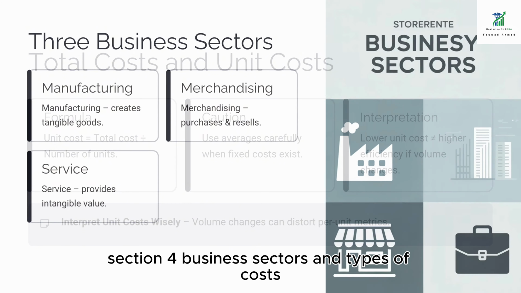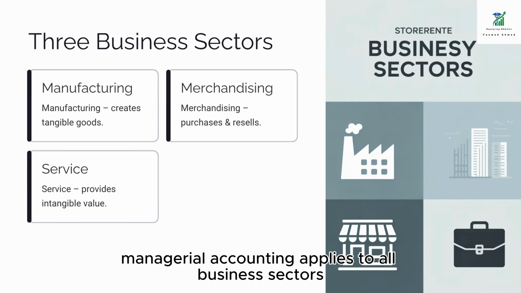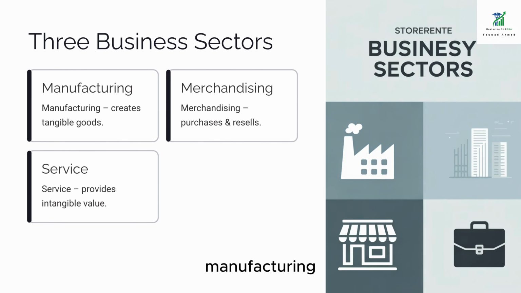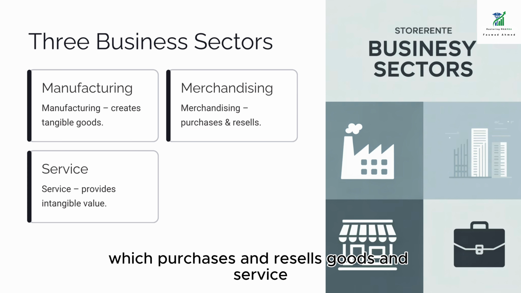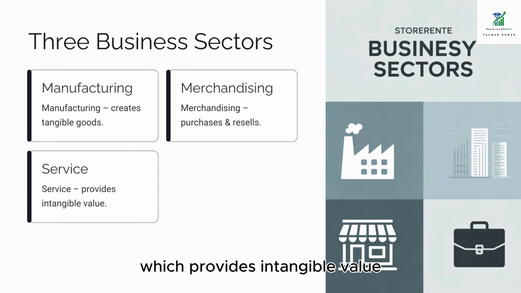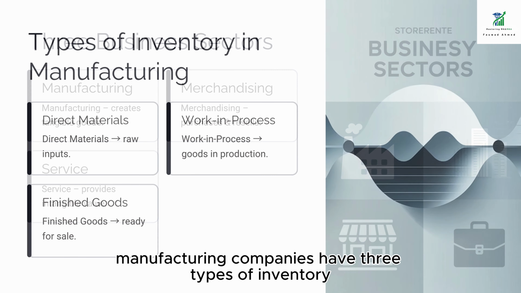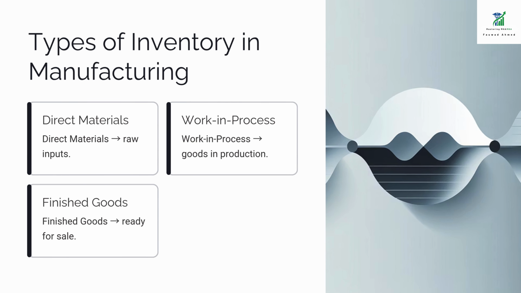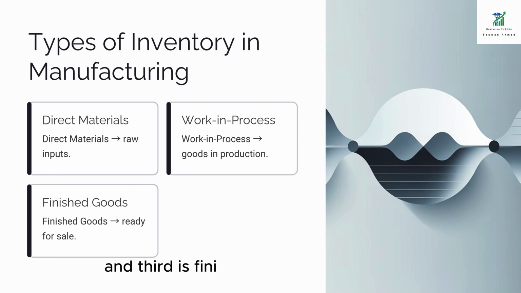Section 4: Business sectors and types of costs. Managerial accounting applies to all business sectors: manufacturing, which creates tangible products; merchandising, which purchases and resells goods; and service, which provides intangible value like consulting or healthcare. Manufacturing companies have three types of inventory. First is direct materials, the raw inputs. Second is work in process, goods being produced. And third is finished goods, ready for sale.